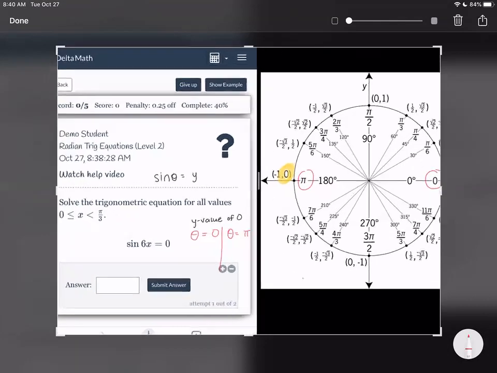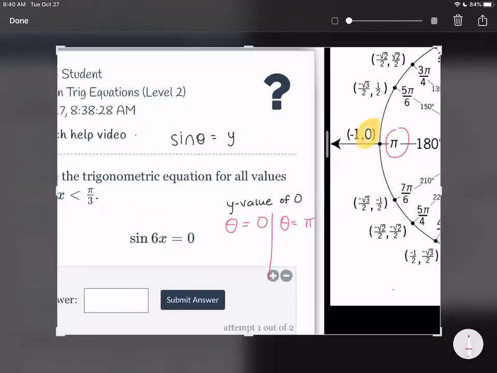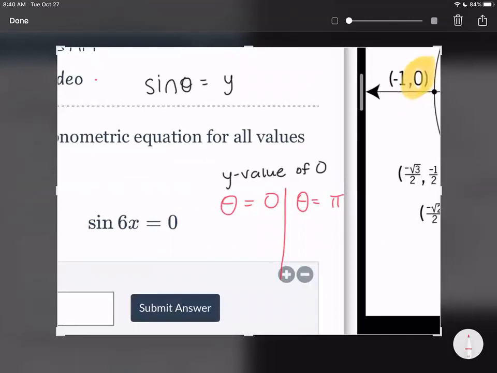Here's what we do after this. Since they gave us sine of 6x, this is our theta. So instead of theta equals 0, you want to replace it with 6x equals 0. Did I say 6 pi earlier? I meant 6x.